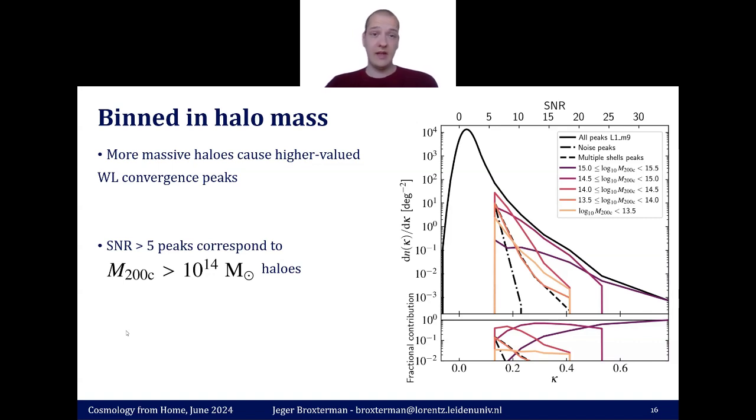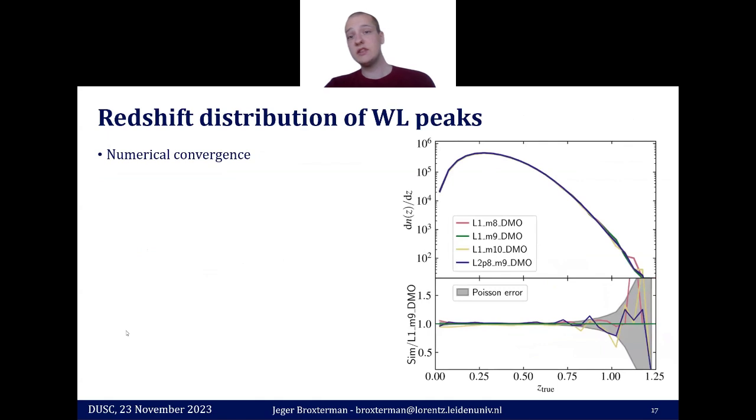And then we assign a redshift to each of these, or use the halo redshift of each of these peaks, and then we bin in redshift. So there's now a redshift distribution for, again, L1, M9, which is the fiducial model, and then also models with a higher and a lower mass resolution and more measurements from a larger box. So this indicates the numerical convergence, which is great for our measurements.